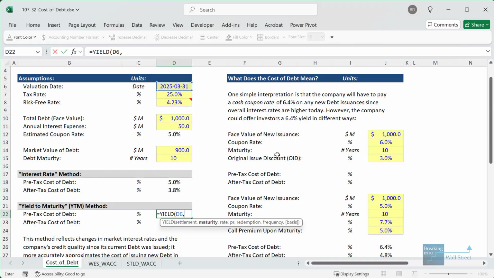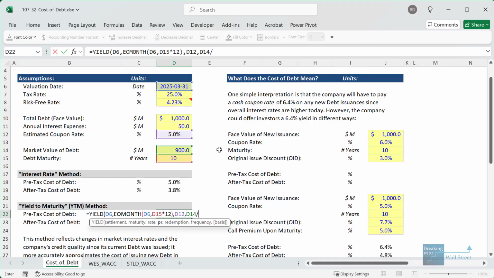And then for the maturity, we can use an EOMONTH function and take this date, and then we'll go forward the 10 years, and I'll multiply this by 12 because EOMONTH is based on the number of months. So 120 months here is 10 years. For the rate, it is just the 5% estimated coupon rate. The PR part is the current market value of the debt out of 100. So we take the 900, we divide by 1,000, and then we multiply by 100.